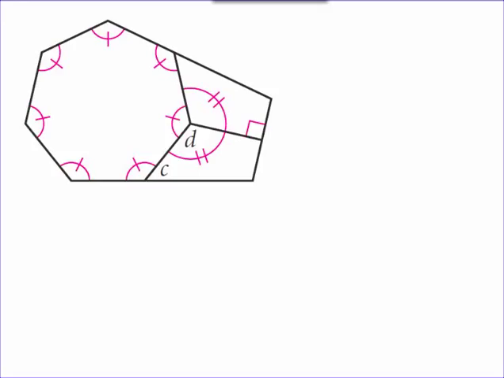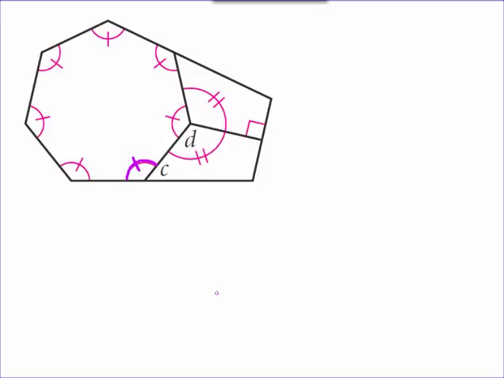So can somebody tell me how I could find C? 7 minus 2, multiply it by 180. Okay, with the whole purpose of what? How are we going to find what C is? Find your linear pair. Yeah. To find C, I need to find this measure right here. Once I find this measure, what can you do to find C? Yeah, subtract it from 180.